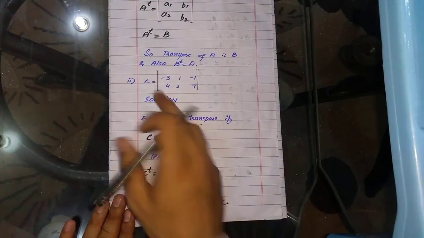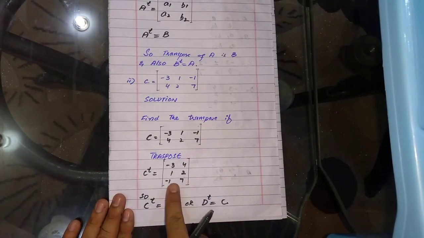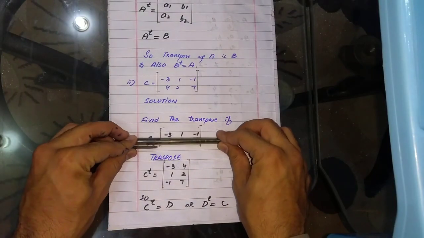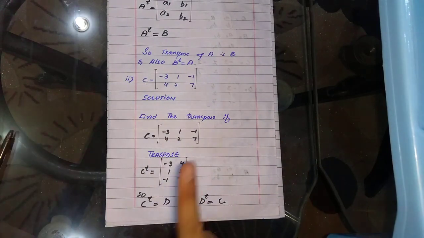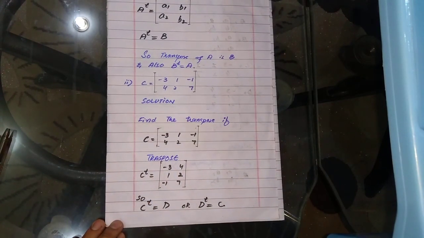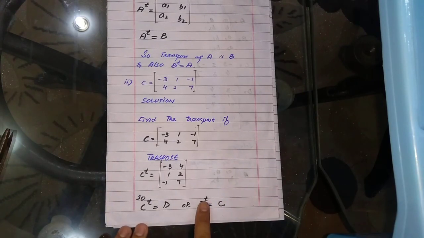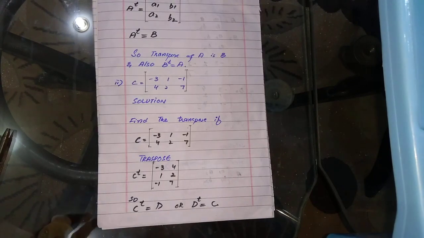Over to the third matrix, that is C. Now calculate the transpose of C. Student, again interchange first row with first column and second row with second column. So what you get? C transpose is equal to D. So you can say that C is the transpose of D, and the transpose of D is also C. So C and D are transpose of each other. So there is no need to solve B and D.